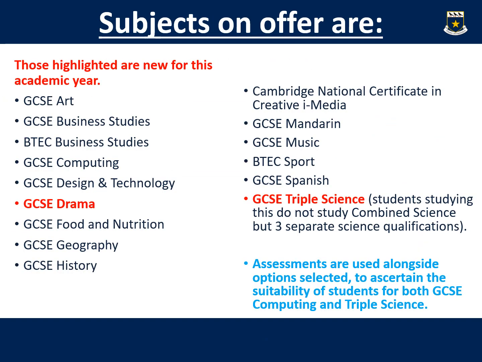On the screen now you can see the vast range of option subjects we have on offer for our students. Both GCSE Drama and GCSE Triple Science are new subjects offered this academic year. Students that opt to study for Triple Science tend to be currently in Set 1 or Set 2 Science, and they will no longer study Combined Science worth 2 GCSEs, but instead study 3 separate sciences in Biology, Chemistry and Physics, thus gain 3 GCSEs across the sciences. For both Computer Science and Triple Science, options will be looked at alongside assessment outcomes for tests that students will take later this academic year.